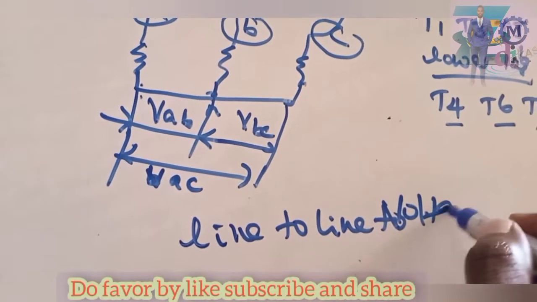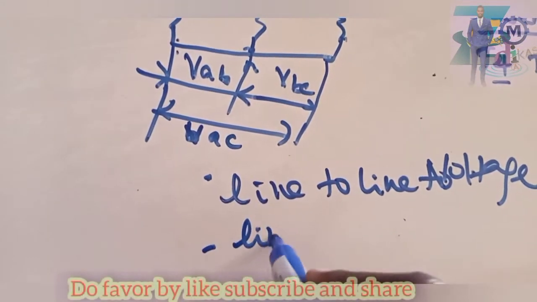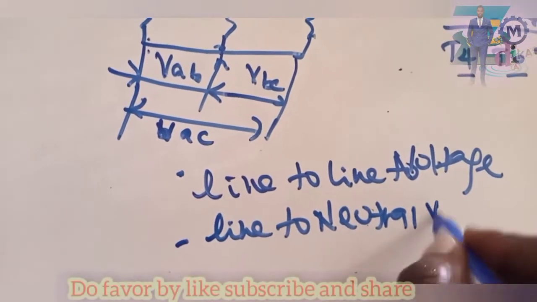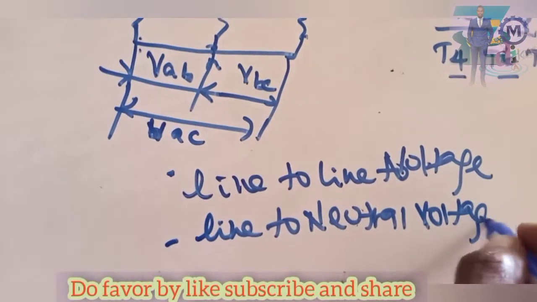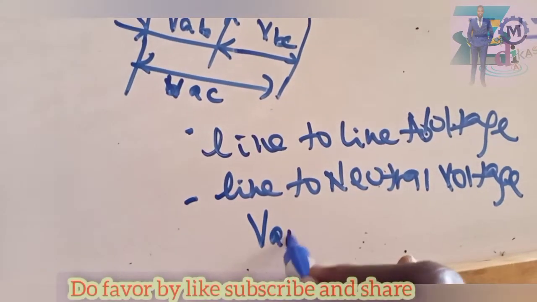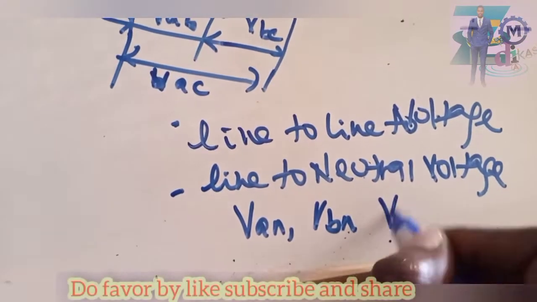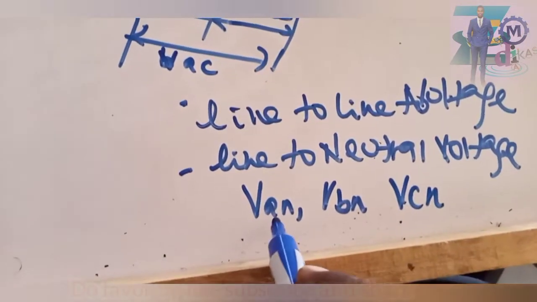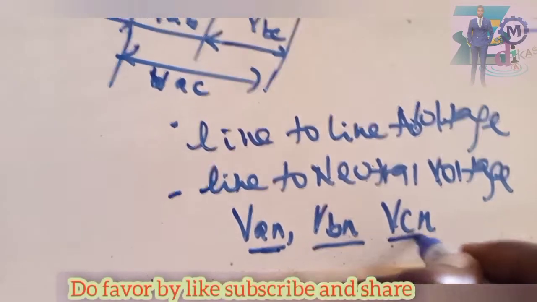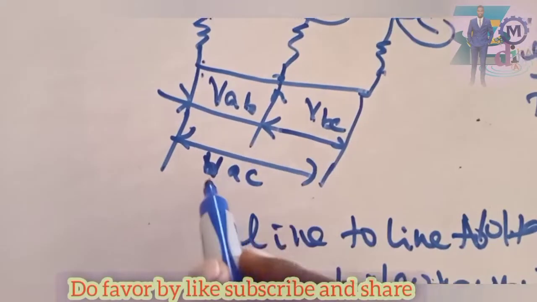And again, we have line to neutral voltages. So these line to neutral voltages are VAN, VBN, and VCN. I mean, these are the line to neutral voltages, and these are the line to line voltages VAB, VBC, VAC.